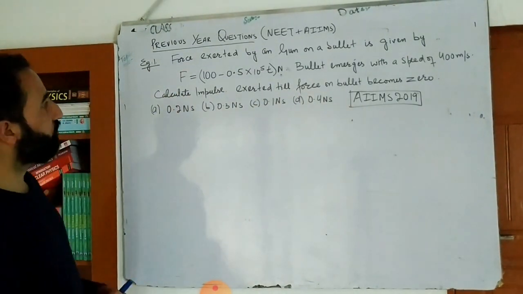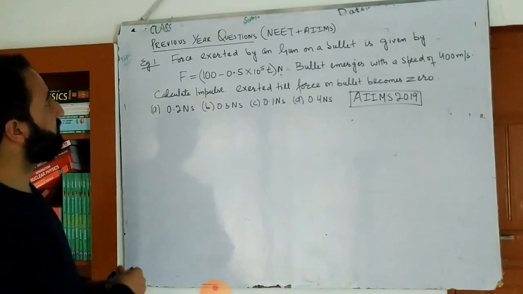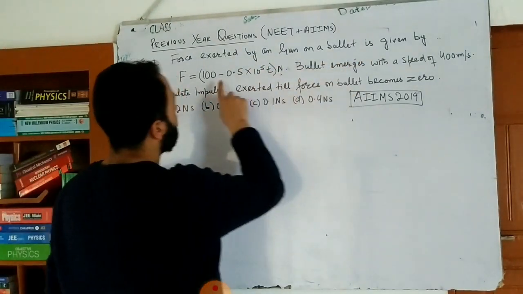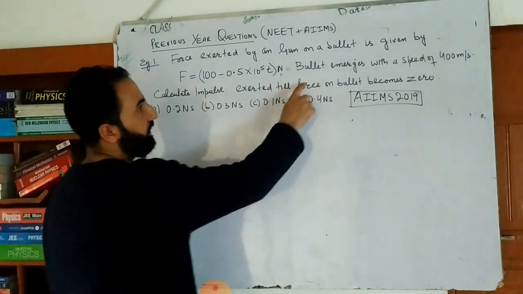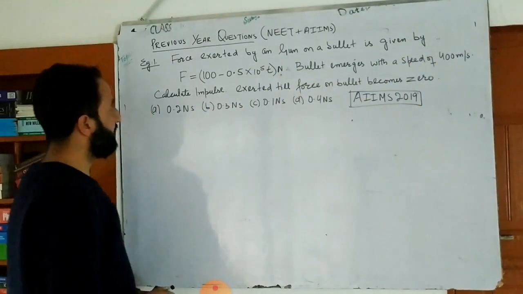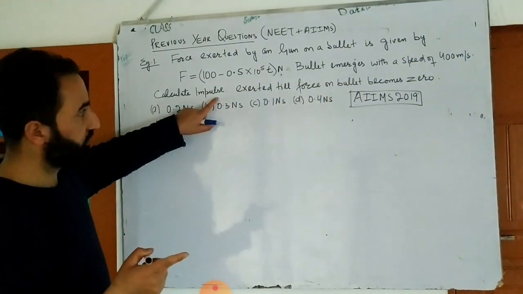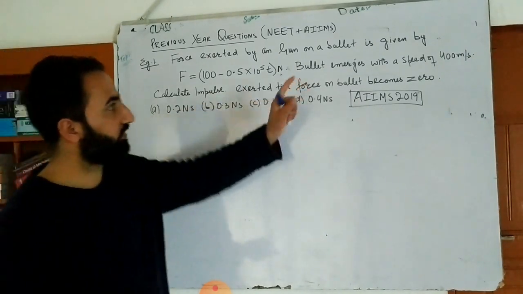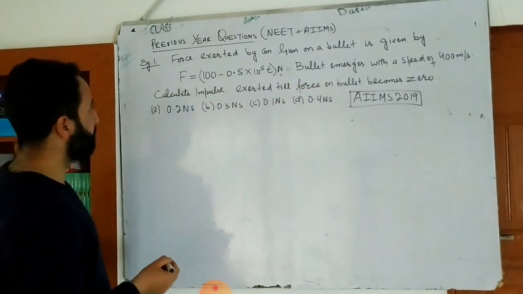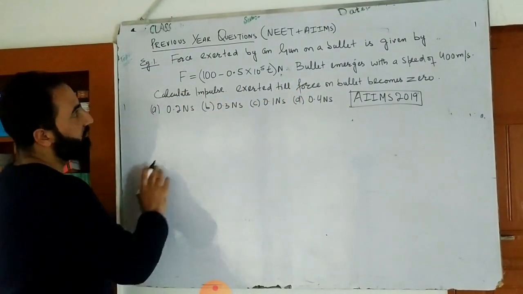In example number 1, force is given as a function of time. There is a force which is exerted by a gun on the bullet and is given by this. Then the bullet emerges with a velocity of 400 meters per second. Then you will have to calculate the impulse, which is also the change in momentum, exerted till the force on the bullet becomes equal to 0. Okay. अब ध्यान रखो यहाँ बेटा.